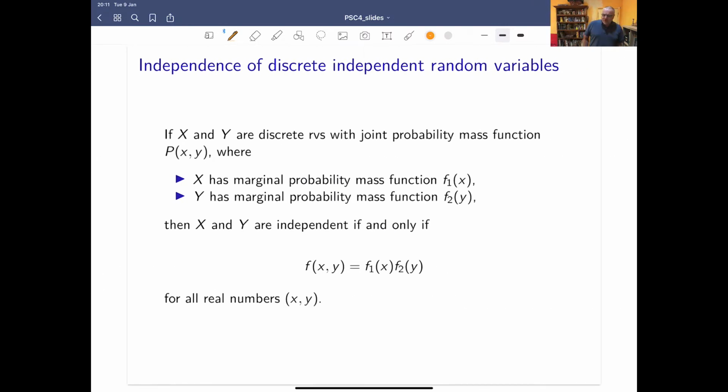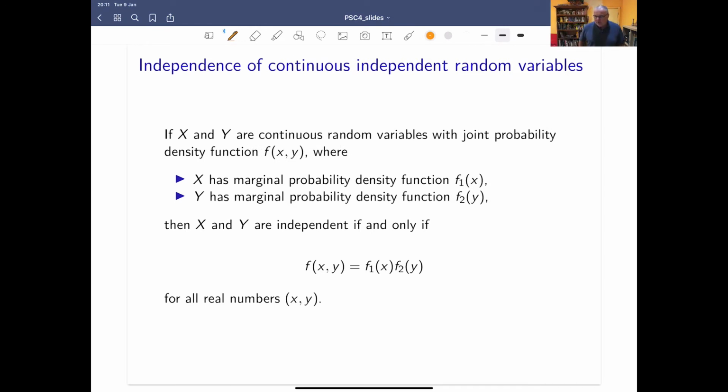Also, we can show that we don't have to use the CDF. So let's look at discrete random variables. If x and y are discrete random variables, they have a joint probability mass function, p(x, y), and we have the marginal probability mass function f1(x) and the marginal probability mass function of y, f2(y). Then x and y are independent if and only if I can write the joint probability mass function as the product of the individual marginal distributions.